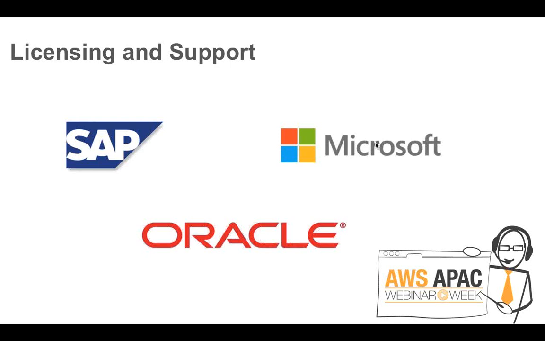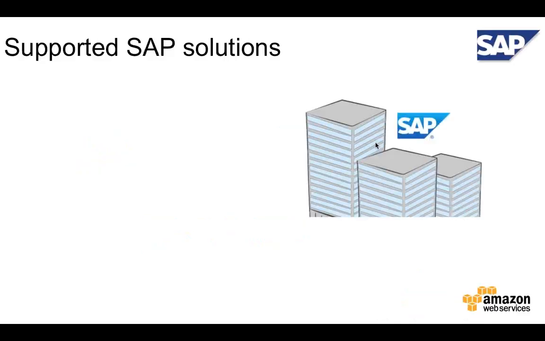And there are many others, but we'll take these three examples and talk about what support is available, what the licensing model looks like, and then we'll also talk about architecture later on. So let's first talk about SAP.